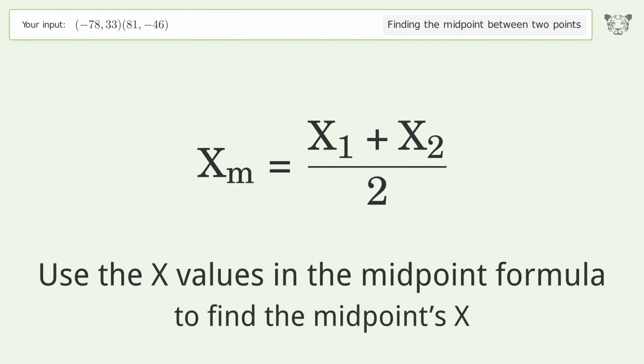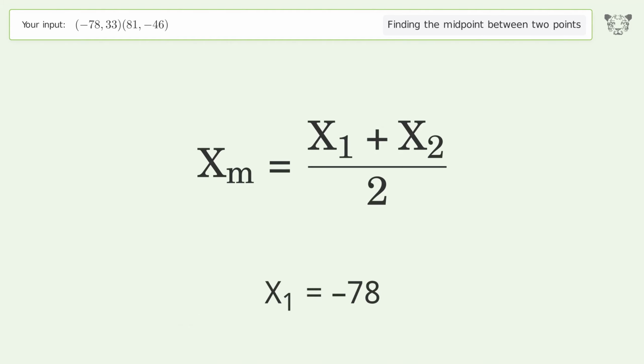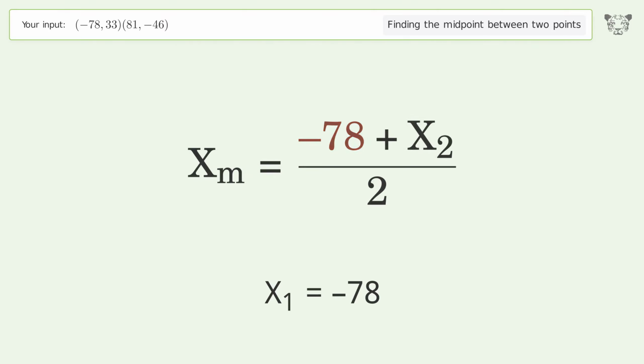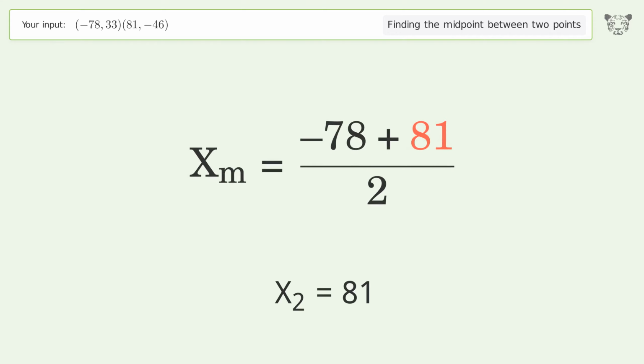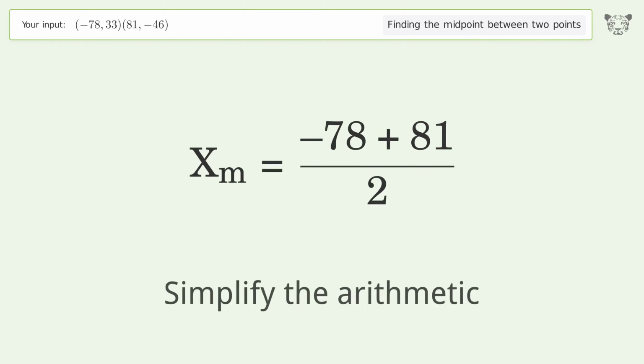Use the x values in the midpoint formula to find the midpoint's x. x1 equals negative 78. x2 equals 81. Simplify the arithmetic.